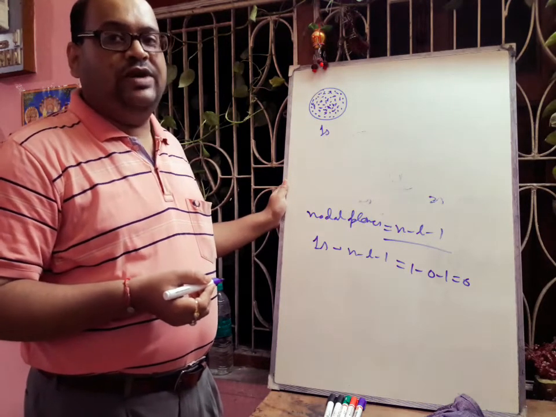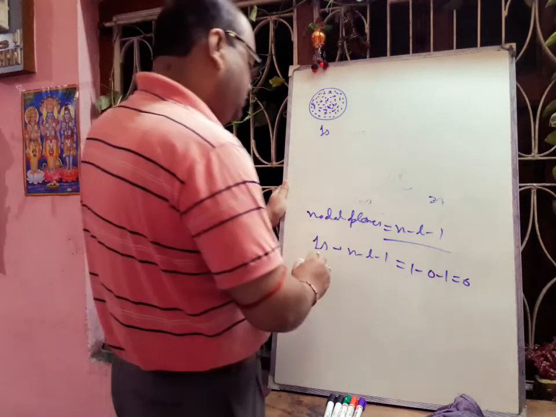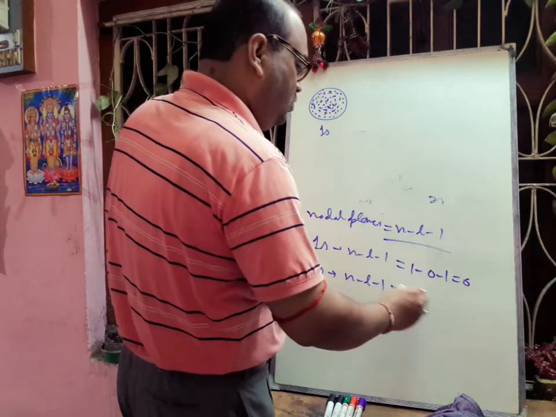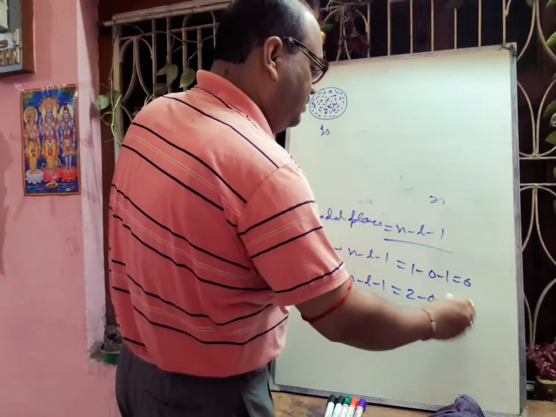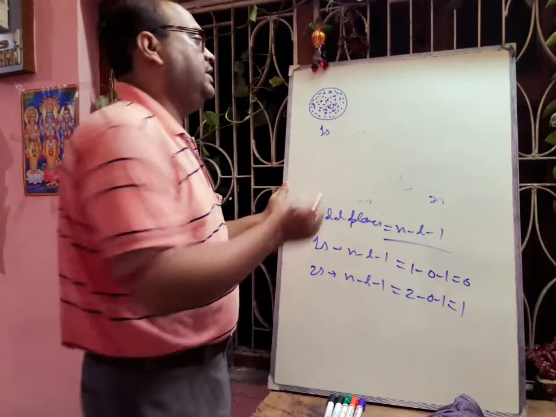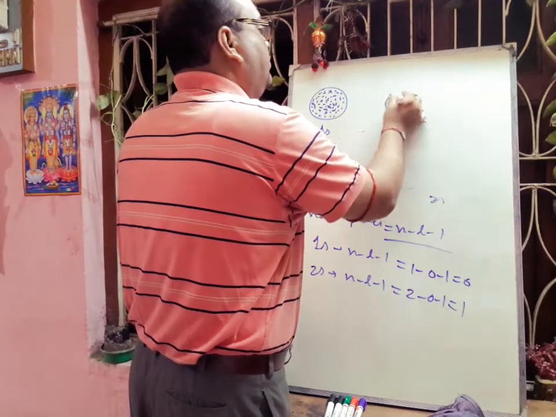If we consider the 2s orbital, n minus l minus 1 will be 2 minus 0 minus 1, that will be 1. So definitely there will be one node in case of the 2s orbital. If I draw the diagram, then you can understand.